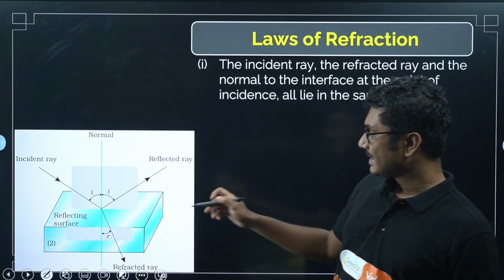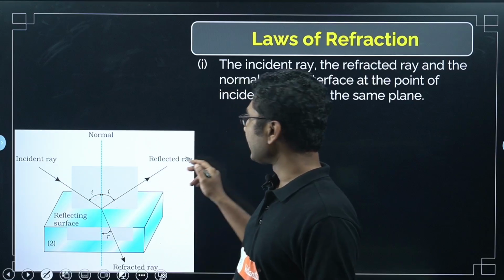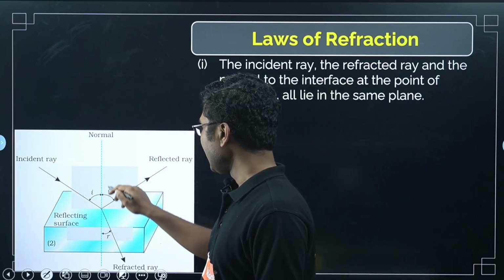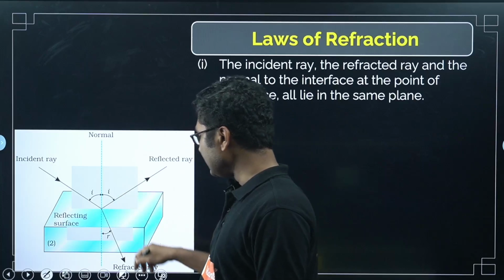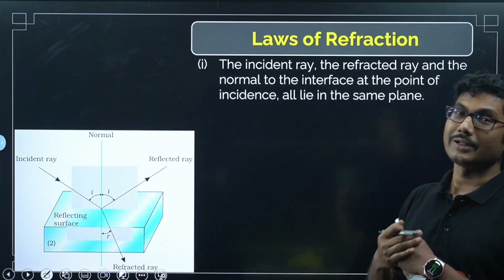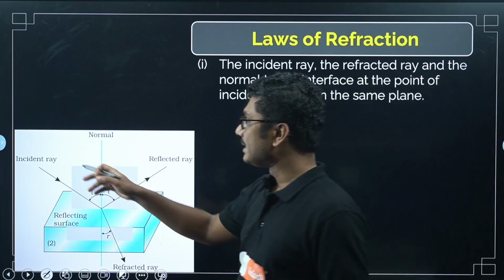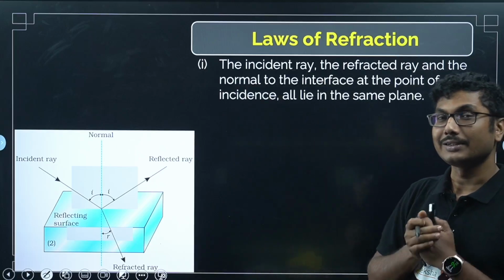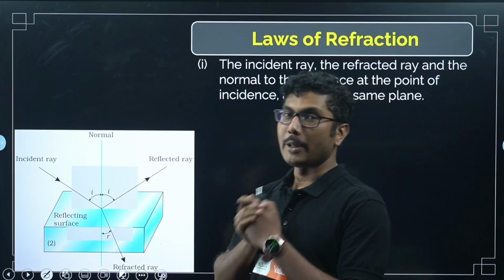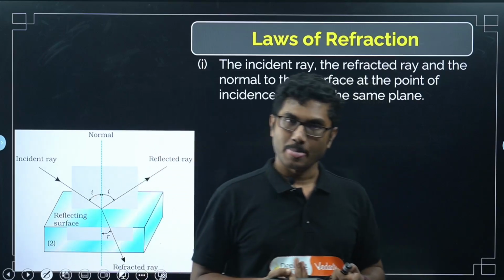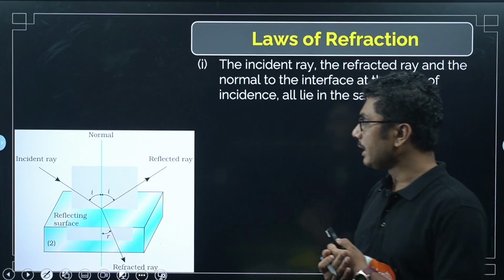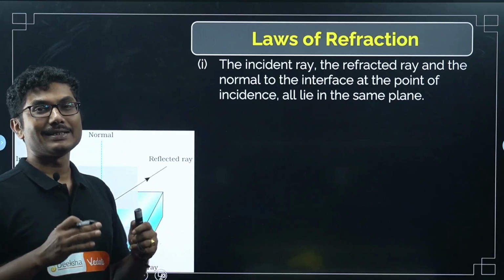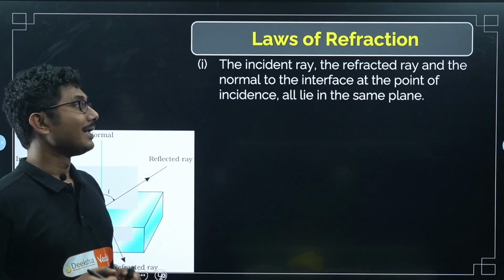Now this incident ray and reflected ray are on the same plane. We have already learned that. Not only that, this incident ray, this normal, and this refracted ray are also on the same plane. So basically you can say that the incident ray, reflected ray, normal and refracted ray all lie on the same plane. They are members of the same family, staying in the same home, the same building.